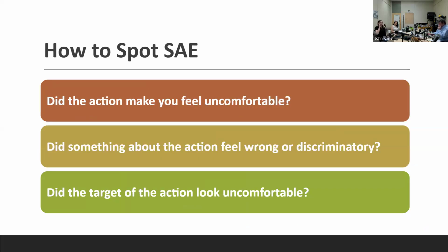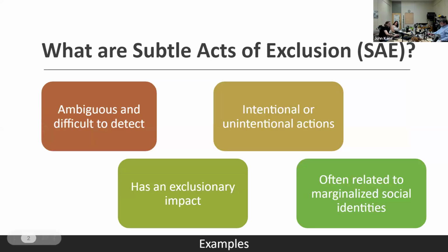So when you're in a situation and you think it might be SAE, how do you know that this is a subtle act of exclusion? You want to think about, did the action make you feel uncomfortable? Did something about the action feel wrong or discriminatory? And does the target of the action look uncomfortable? So if you're a witness and you want to be an ally and you see that the target is really uncomfortable in the situation, that's a pretty good indicator that whatever was said or done was probably wrong. And then I'm actually going to go back so we can look at some examples.